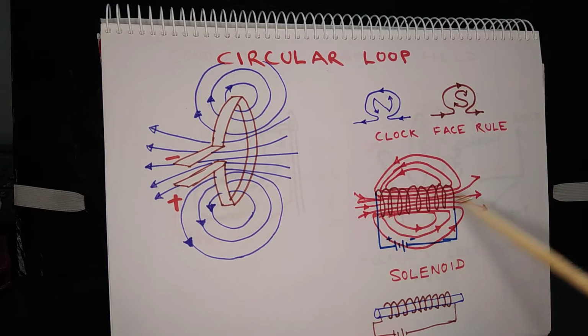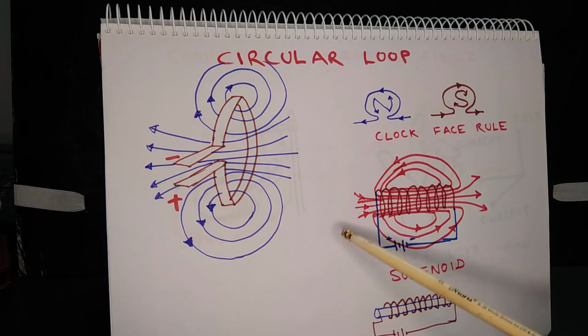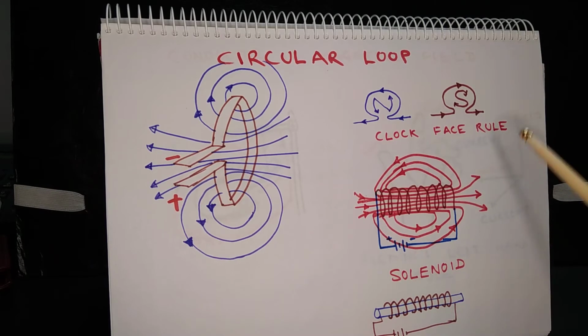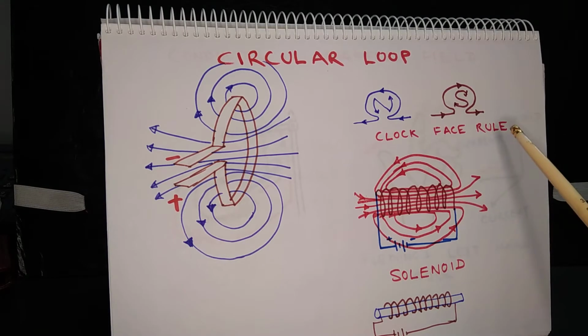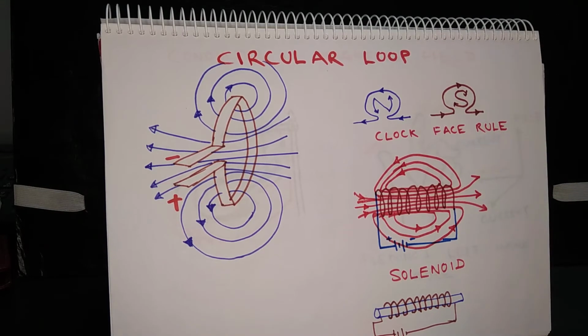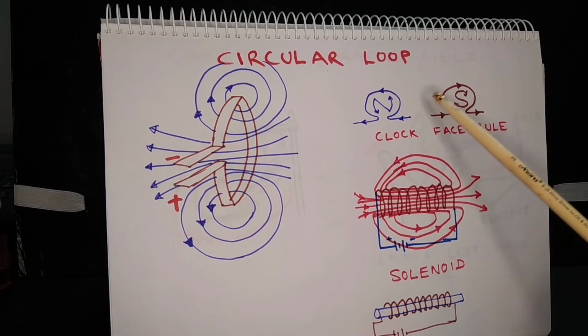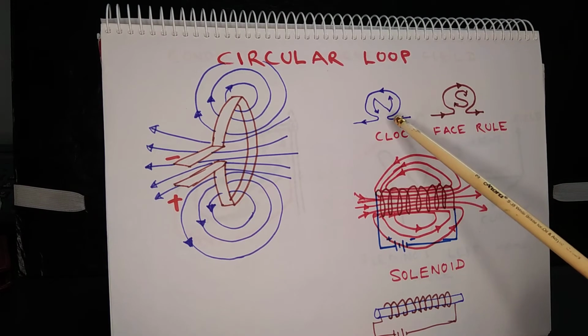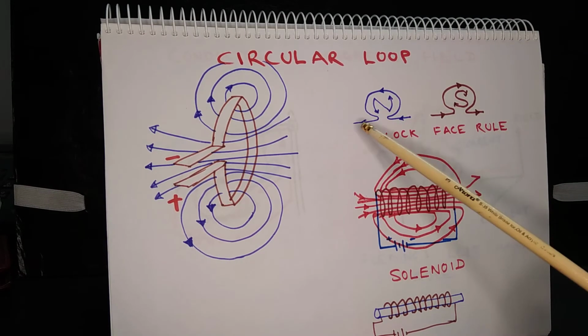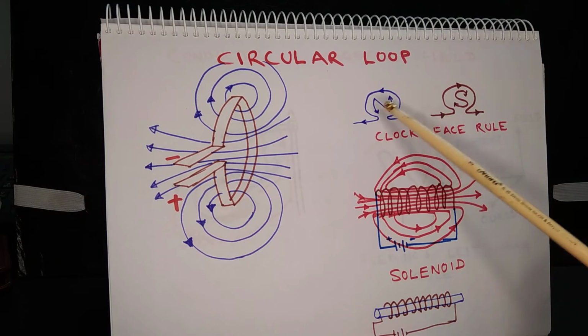Now, since this will behave as a bar magnet, there must be a north pole and a south pole for this magnet. Okay. So you need to remember a rule that is called the clock face rule. There are two rules. One of the rules says that if the clock faces towards you and the direction of the current is anti-clockwise, then the face towards you is the north pole of the magnet.